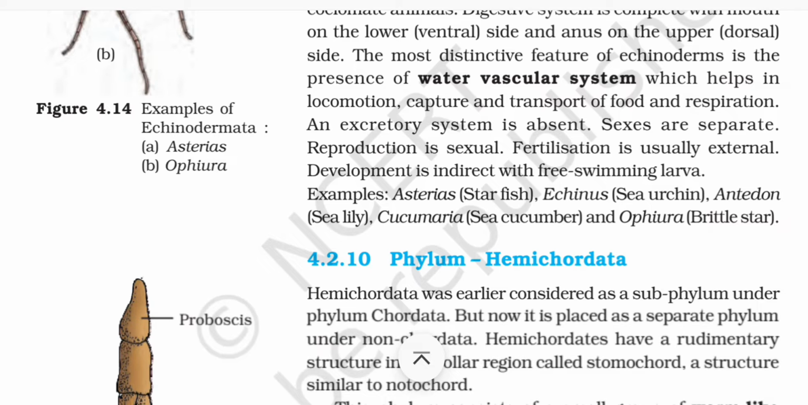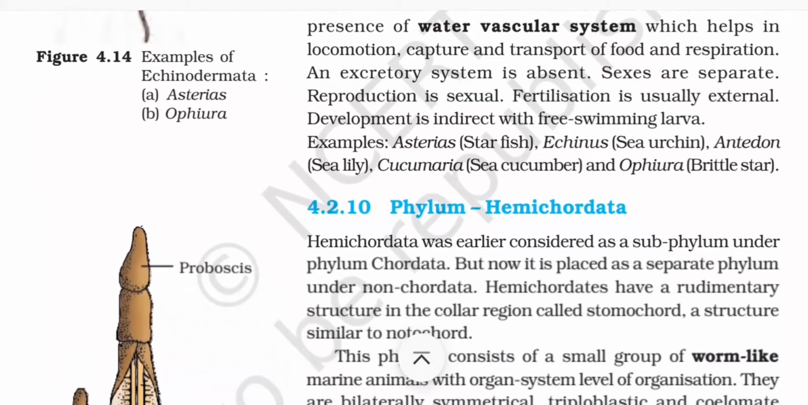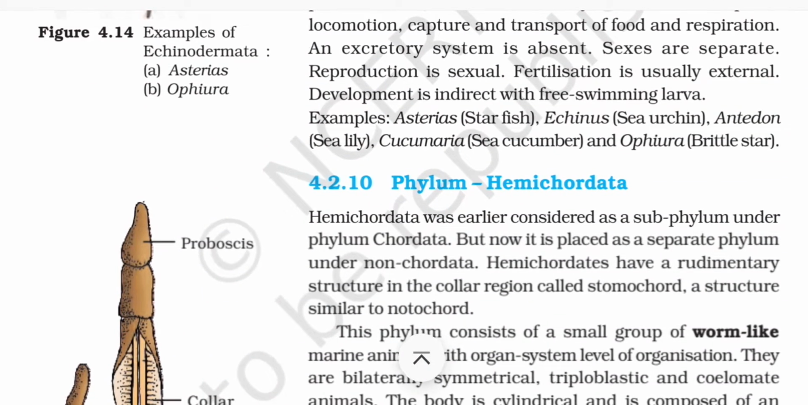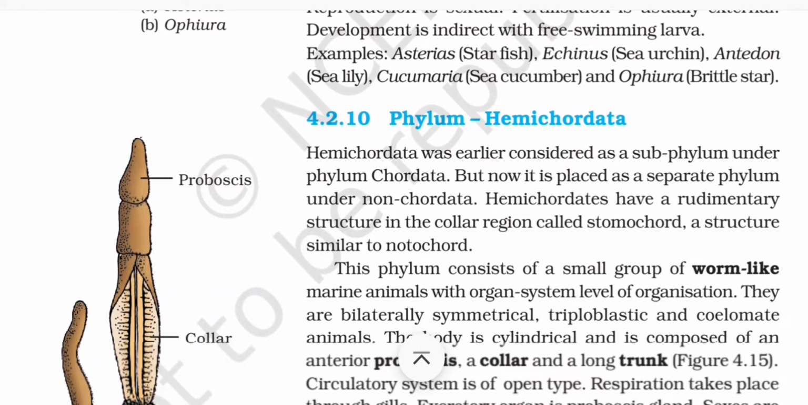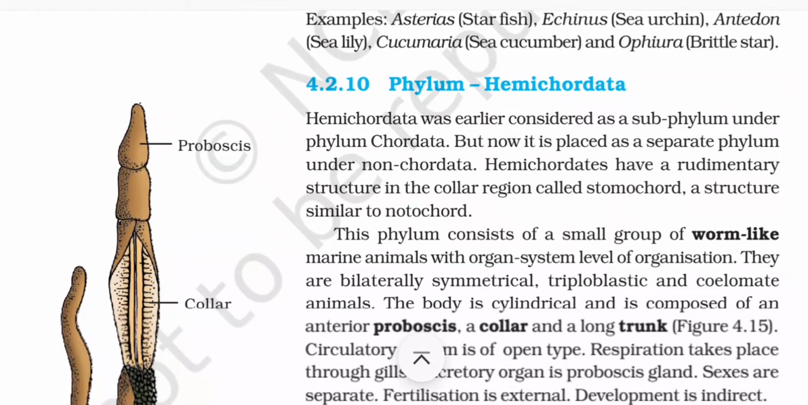The most distinctive feature of echinoderms is the presence of water vascular system which helps in locomotion, capture and transport of food and respiration. An excretory system is absent, sexes are separate, reproduction is sexual, fertilization is usually external, development is indirect with free swimming larvae. Examples: Asterias starfish, Echinus sea urchin, Antedon sea lily, Cucumaria sea cucumber, Amphiura, and Ophiura brittle star.